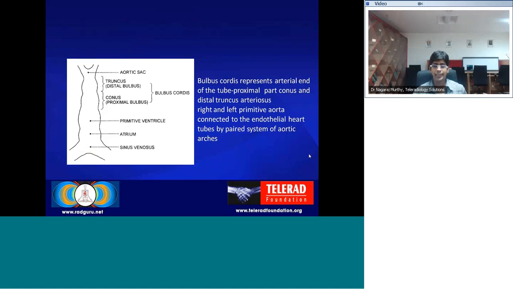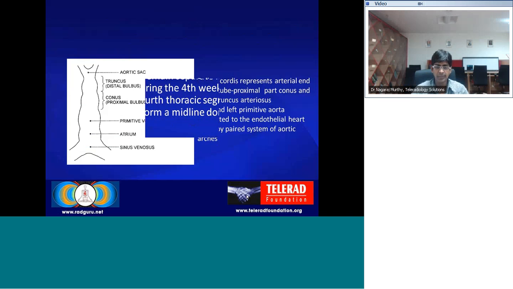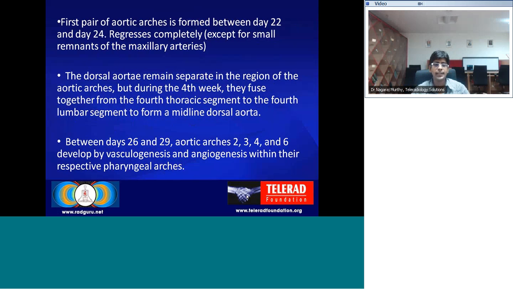Right and left primitive aorta are connected to the endothelial tube by a paired system of aortic arches. The first pair of the aortic arch is formed between the 22nd and 24th day. They regress completely except for a small remnant of the maxillary arteries in the adults.